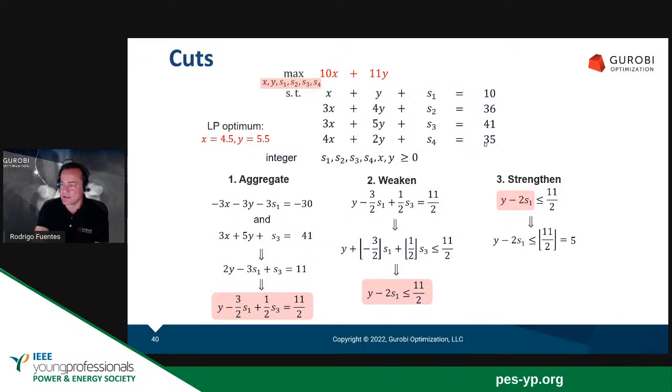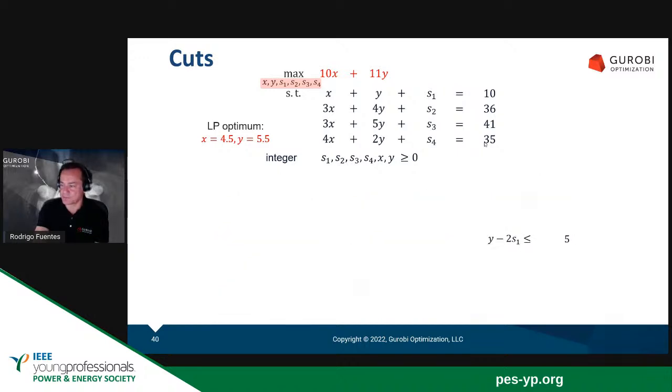If we take now that constraint that we just created, and we added to this problem by replacing an S1 by X, we have produced a new cut. And the cut is what you see below.